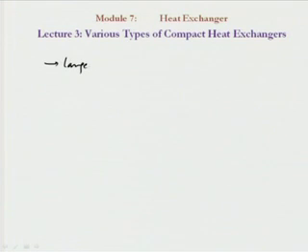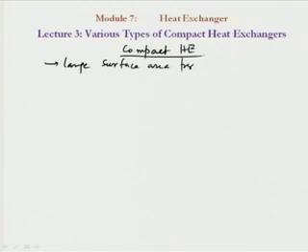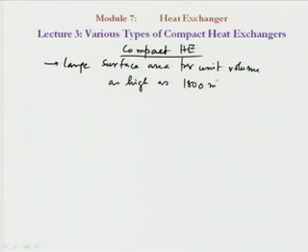So, when we say compact heat exchanger, the idea is that the heat exchanger is compact, meaning the surface density is very high. That means the surface area per unit volume will be very high. We can say that for a compact heat exchanger, there is a large surface area per unit volume, and it could be as high as 1800 meter square per meter cube.